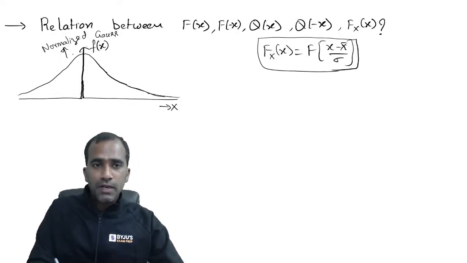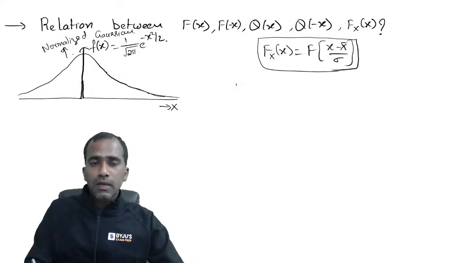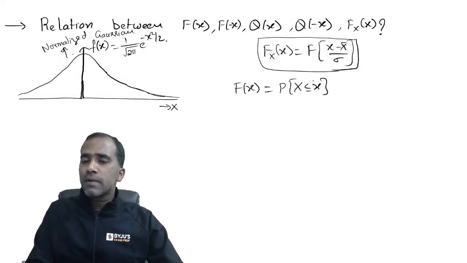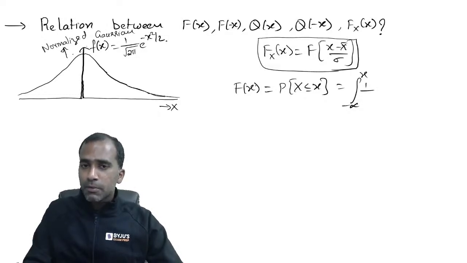This is the normalized Gaussian random variable, and you know the equation for the PDF: 1 by root 2 pi e power minus x square divided by 2. So let me define what F of x is. F of x is nothing but the CDF of the normalized Gaussian. CDF means what? P of capital X less than or equal to small x. You are interested in all the values from minus infinity to small x. So you just integrate from minus infinity to small x of this PDF dx, because you are interested in the accumulated probability till x.